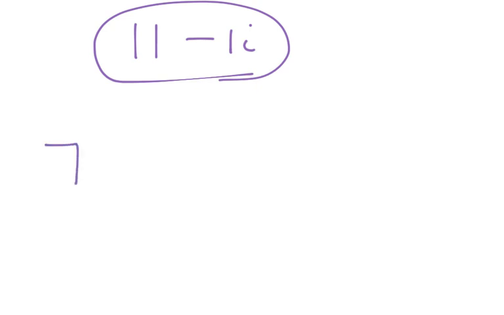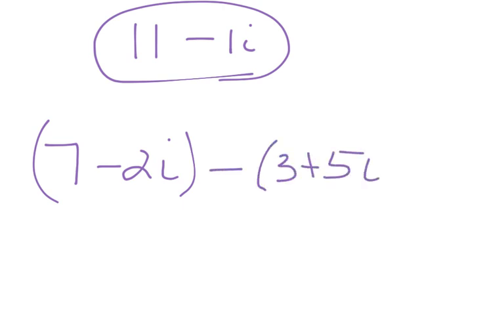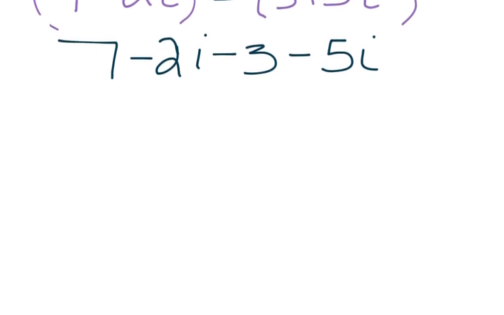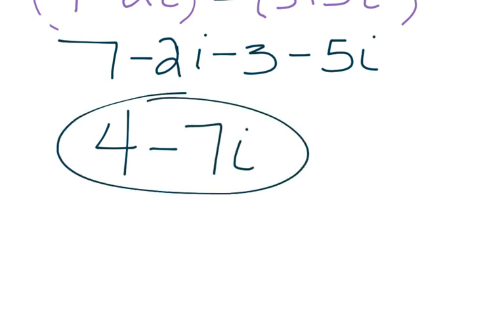So let's do one more. 7 minus 2i minus 3 plus 5i. Well, now there's a minus here. That makes it a little different. That's going to distribute, so it's negative 3 minus 5i. So 7 minus 2i. Now again, real numbers go together. So 7 and negative 3 makes 4. And negative 2i and negative 5i makes negative 7i. And that's it. That's how adding works.